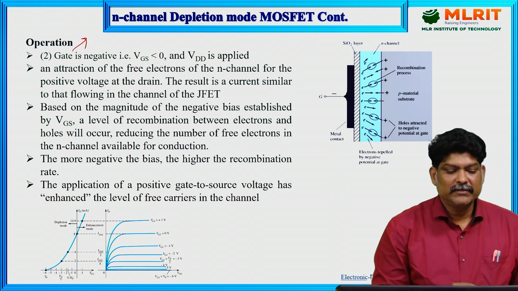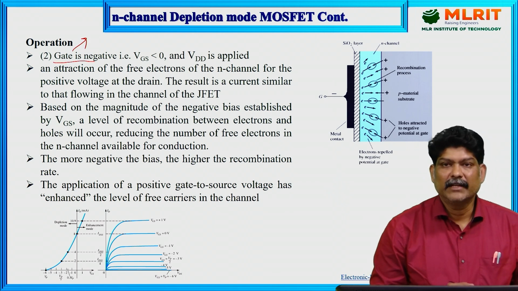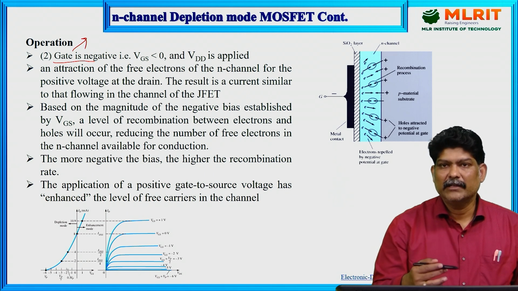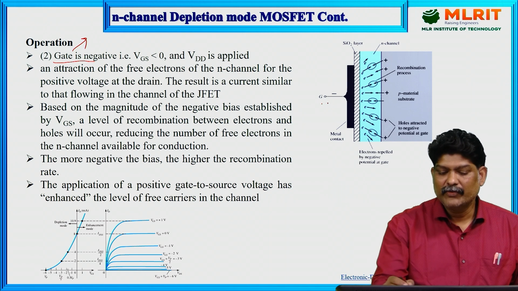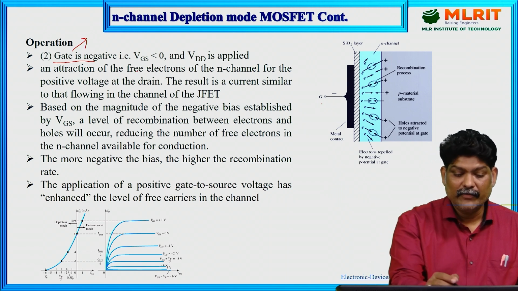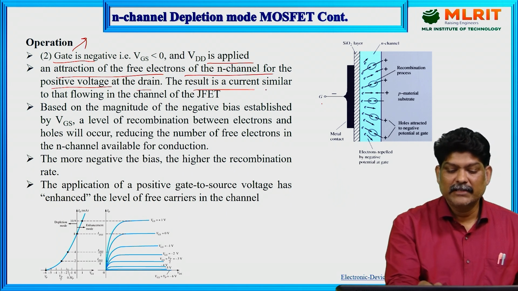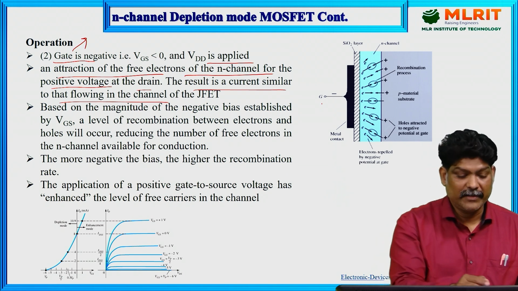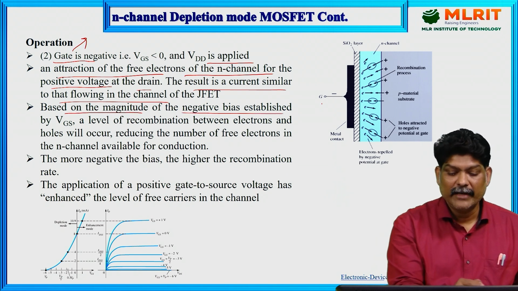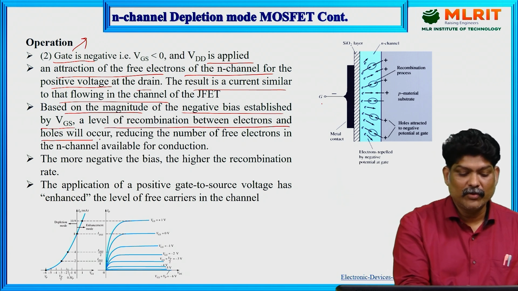Coming to the second case of operation, the gate voltage is less than 0. If you are decreasing the gate to source voltage, what happens here? We are applying some positive voltage VDD. There is an attraction of free electrons of the N channel for the positive voltage at the drain. This results in a current similar to that flowing in the channel of the JFET. Based on the magnitude of the negative bias voltage VGS, a level of recombination between electrons and holes will occur.